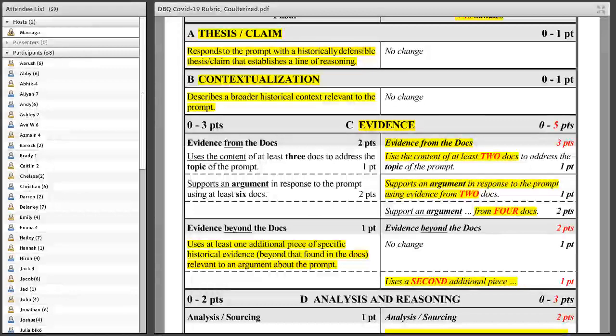I know we haven't practiced it in a month, but we're going to practice that when we get to our review projects. So the easiest point, I think, that you will be able to get, only because you have your notebooks or your book open, is your evidence beyond the docs, right? You're going to use one additional piece of specific historical evidence beyond what's in the doc. Like, if you do that, you can actually get 2 points for that.